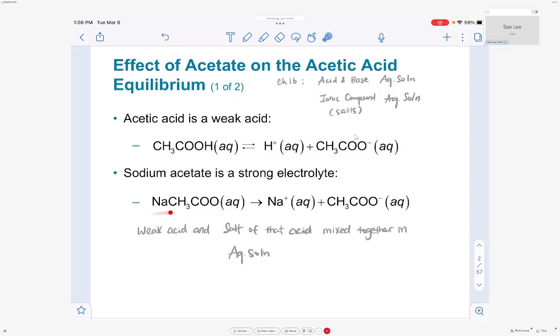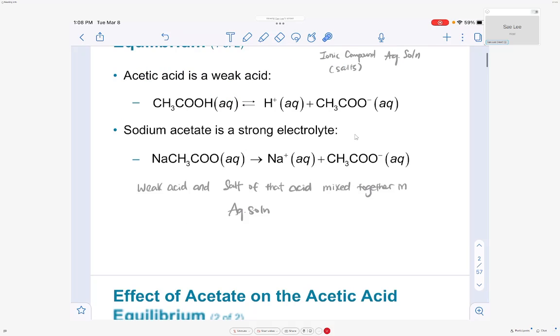For sodium acetate, this is a soluble ionic compound and a strong electrolyte. Again, if you want to know whether this is soluble ionic compound or not, please go back to the ionic compound solubility table in chapter 16 lecture slide. And since this is a strong electrolyte, it will dissociate completely in an aqueous solution and remain in ionized forms, sodium cation and acetate anion. And therefore, we use one arrow to indicate the complete dissociation of this strong electrolyte.